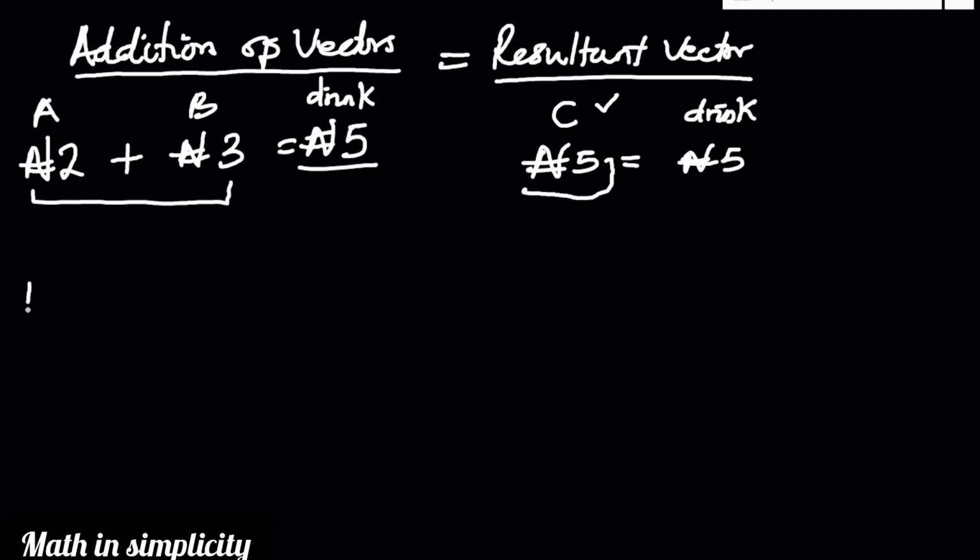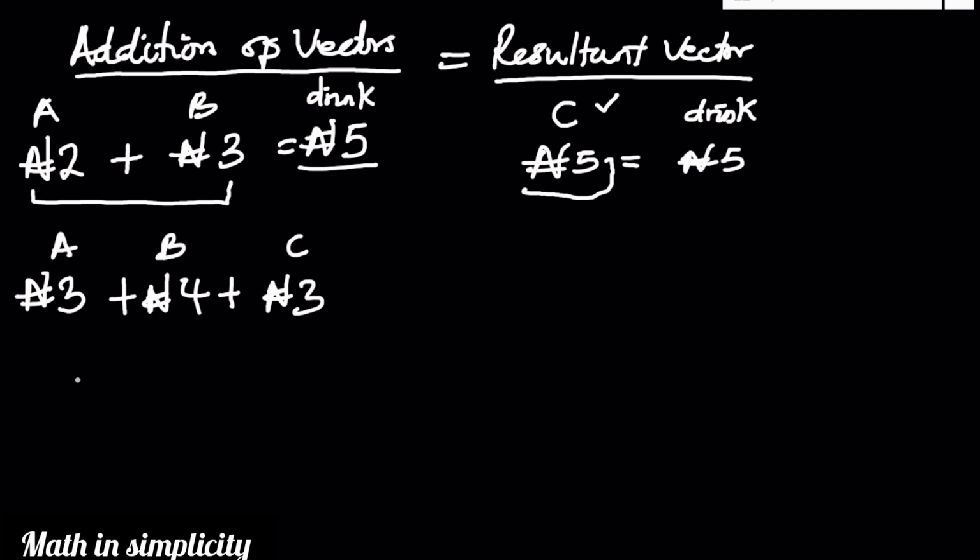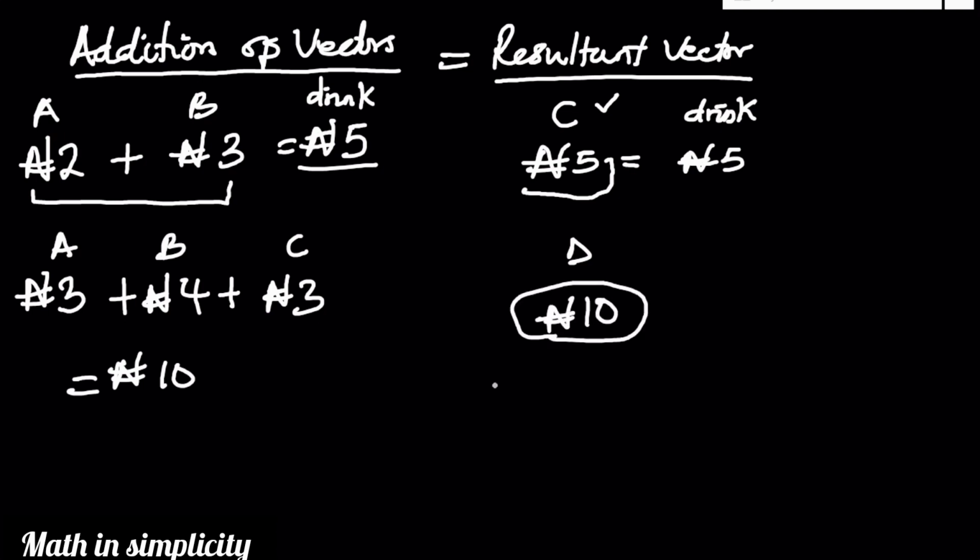Another illustration can be, say student A has 3 Naira, student B has 4 Naira, and then say student C has 3 Naira as well. So this is student A, B, and C. Now if you add the amount of money they have together, it's going to give you 10 Naira. And if we have another student D, that has all by himself 10 Naira, he is also the resultant of these 3 students. So it could be 2, 3, as the case may be.